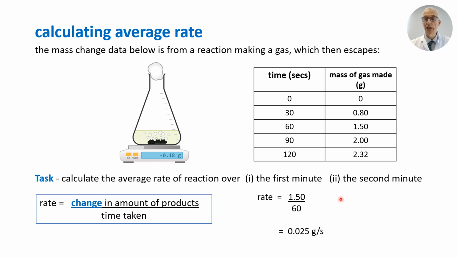Try to calculate the rate for the second minute. I'm about to reveal. So here we're going from 1.5 grams to 2.32 grams. So the change is the difference between the two. 2.32 minus 1.5 divided by the time taken, 60 seconds, comes out as 0.014 grams per second. Note, as the reaction proceeds, of course, the rate of reaction slows.